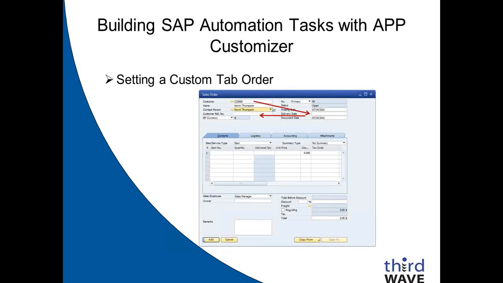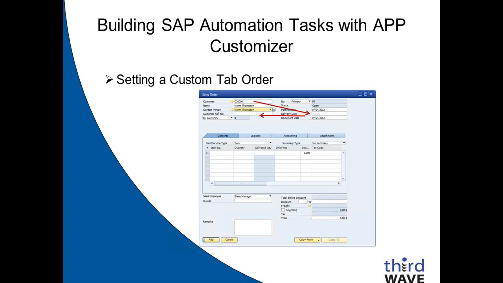The first thing is it's a very basic level, but it's useful. APP Customizer lets you define a custom tab order to match the order in which your company enters data. So if in your organization, when the sales order is entered, the person doing the order entry enters the customer code, and then they enter the delivery date, and then they enter the PO number or the customer reference number, and they don't really look at the contact person data or the posting date, which is already filled in.